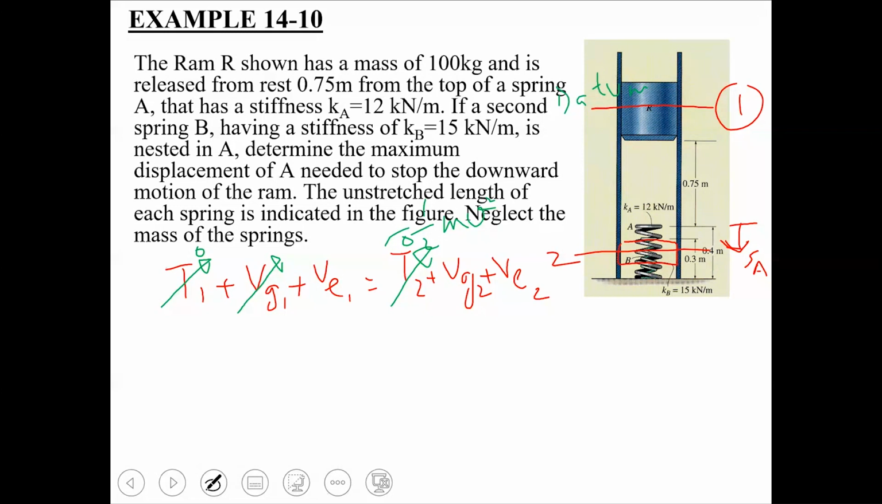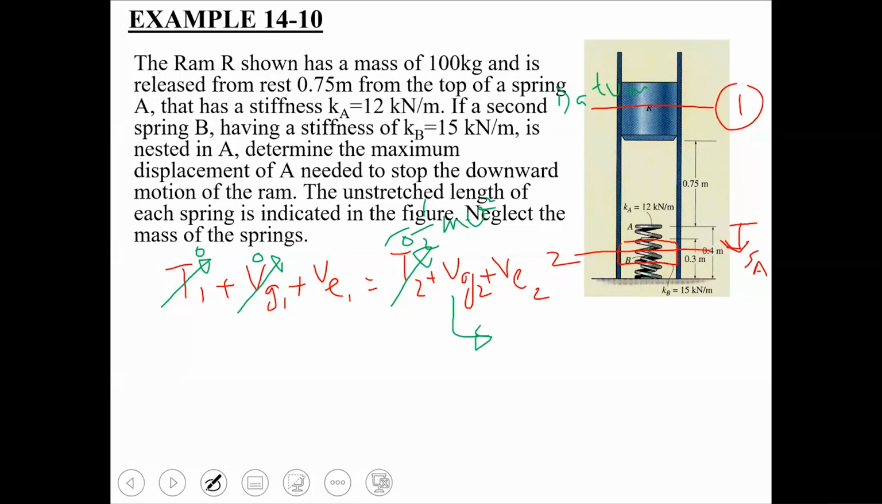Sir, weight into 0.75 plus 0.4. No, you have defined the datum at position 1. So what should be the gravitational potential at the datum? Sir, 0. It will be 0, so it means that Vg1 is going to be equal to 0. Okay, coming to the second gravitational potential energy, that is the gravitational potential at position 2.